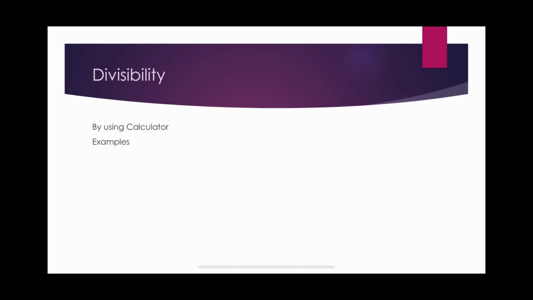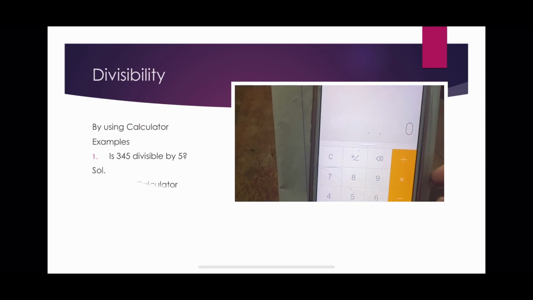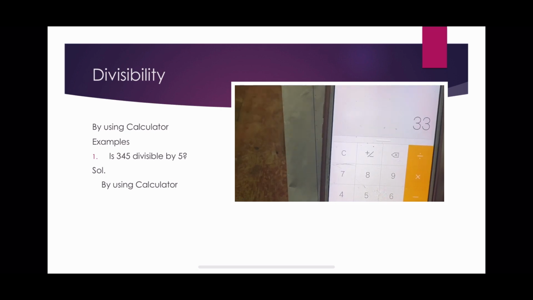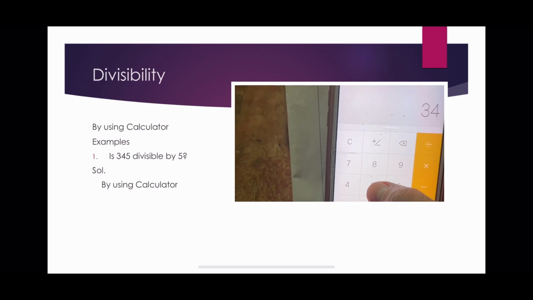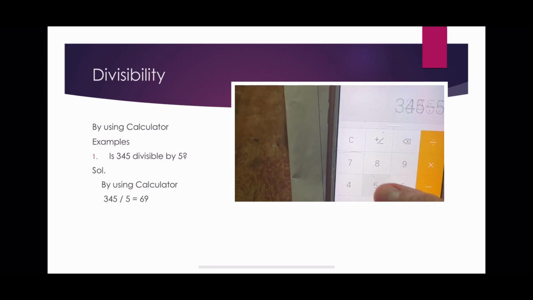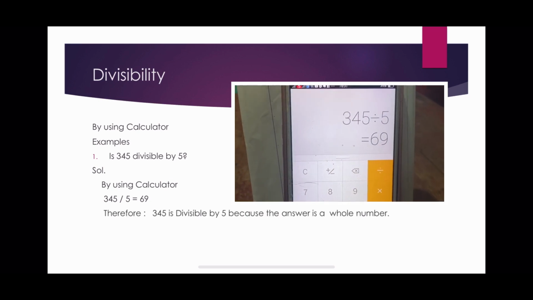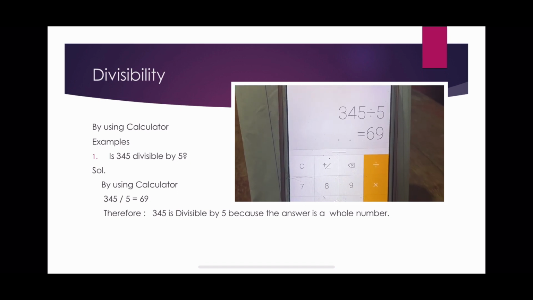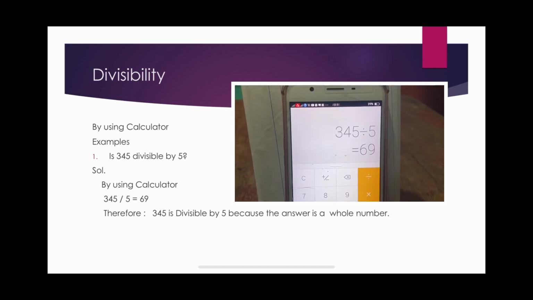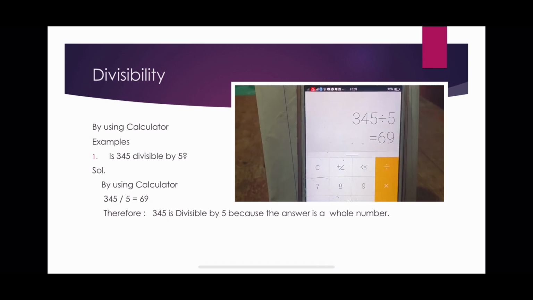By using a calculator, for example, is 345 divisible by 5? Solution, by using a calculator, 345 divided by 5 is equal to 69. Therefore, 345 is divisible by 5 because the answer is a whole number.